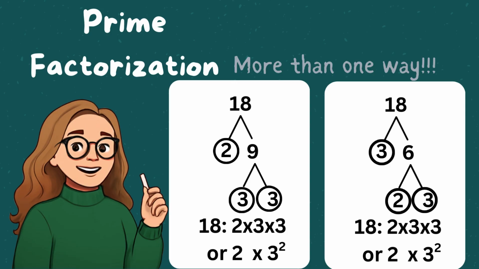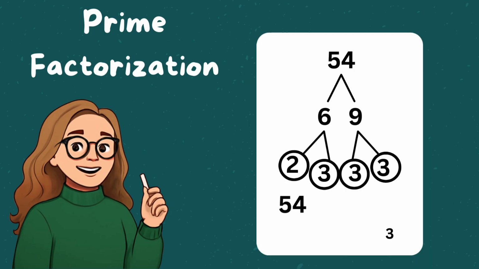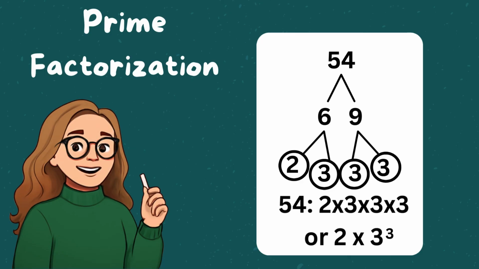And again, I wrote it the same because we always write prime factorization in numerical order, so starting with the smallest number, going to the largest number. But just because your way looks different than my way doesn't mean it's wrong as long as we have the same answer. So now you try, or let's look at the number 54.